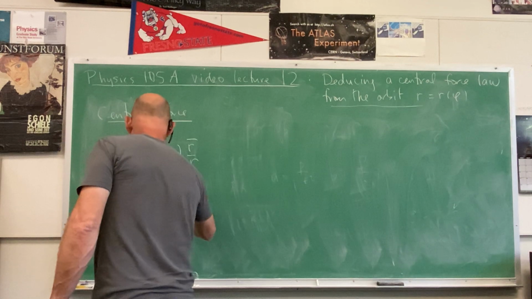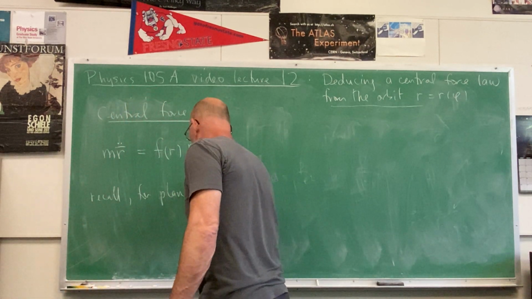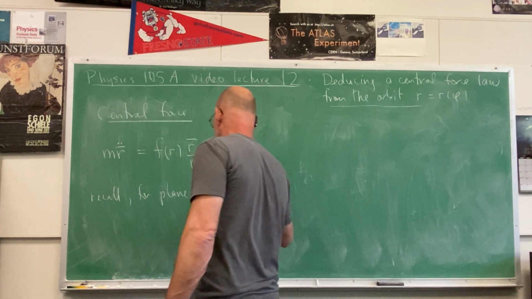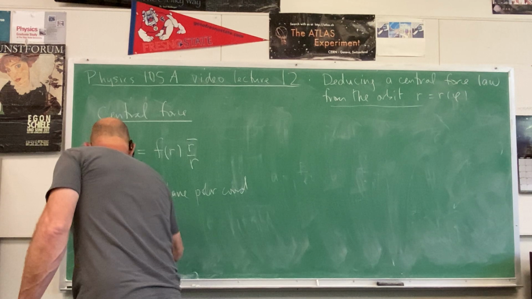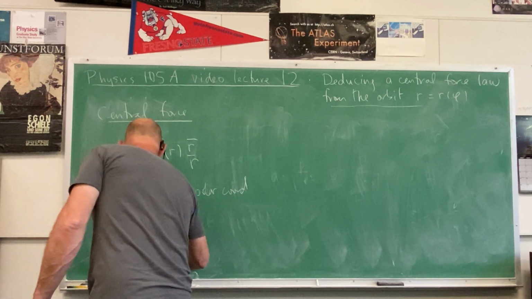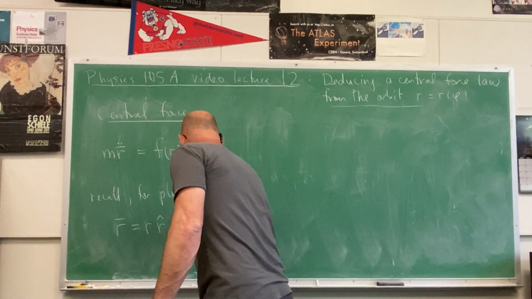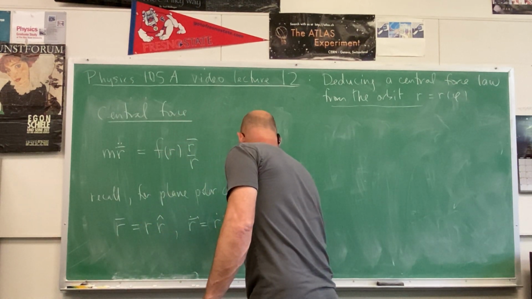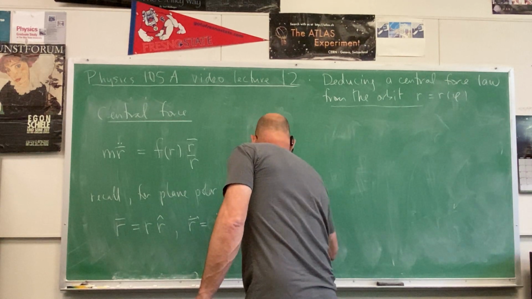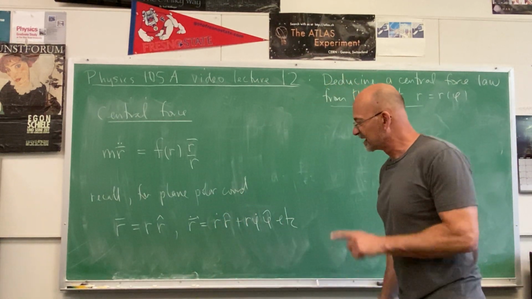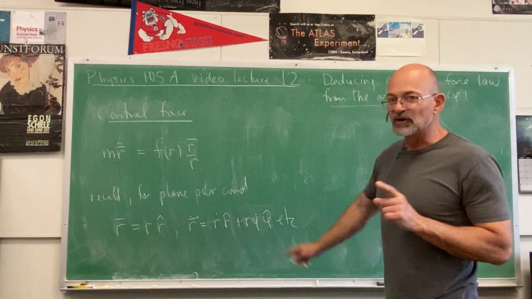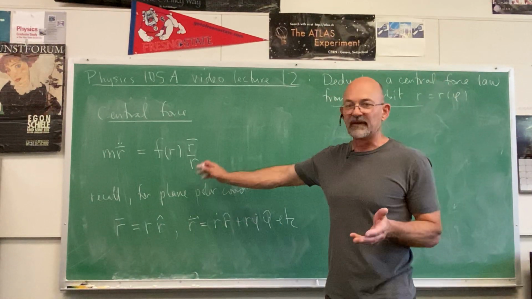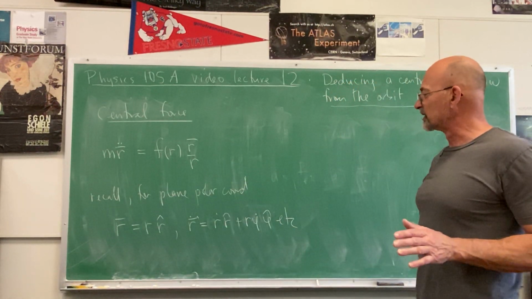for plane polar coordinates, and this is in the first couple of weeks of the semester. We had vector R could be written R R hat, R dot could be written R dot R hat plus R theta dot theta hat, etc. And we also had the R double dot, the second derivative, and I'm just going to write down what that result was. We can actually do it right here on the spot. It's not a big deal if you've done this a few times.